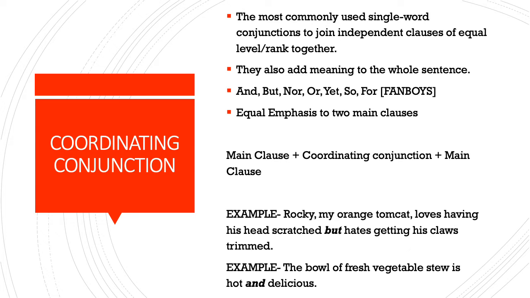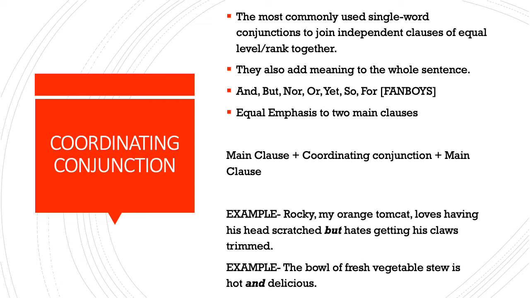Independent clauses, children, are also known as sentences. Please remember this. So coordinating conjunctions join two sentences of equal importance, of equal level, of equal rank. They also add meaning to the whole sentence. Let us come directly to the example. See, Rocky, my orange tomcat, loves having his head scratched but hates getting his claws trimmed.